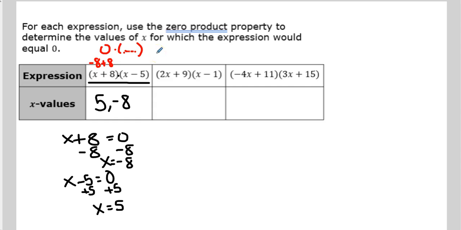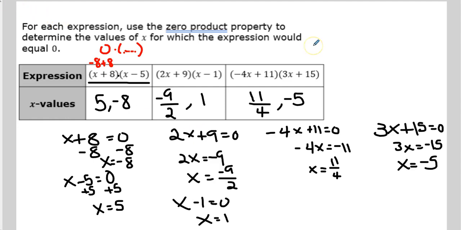I want you to take a second to try to set these factors equal to 0 and figure out what our values of x would be. Okay? Setting each of our factors equal to 0, we should have gotten x is negative 9 over 2, or 1. And we should have gotten 11 over 4 and negative 5. Take a second, check your work, see if you made any mistakes. All we're doing is setting each of our factors equal to 0. We did this earlier in the year, working with some different polynomials. We're just going back to practice it again, specifically focusing on quadratics.